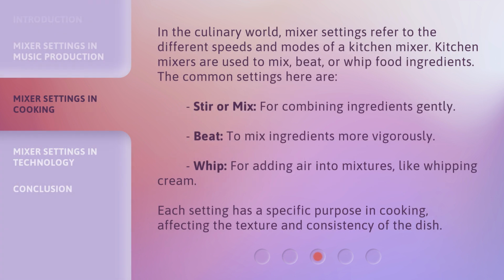In the culinary world, mixer settings refer to the different speeds and modes of a kitchen mixer. Kitchen mixers are used to mix, beat, or whip food ingredients. The common settings here are stir or mix, for combining ingredients gently; beat, to mix ingredients more vigorously; whip, for adding air into mixtures, like whipping cream. Each setting has a specific purpose in cooking, affecting the texture and consistency of the dish.